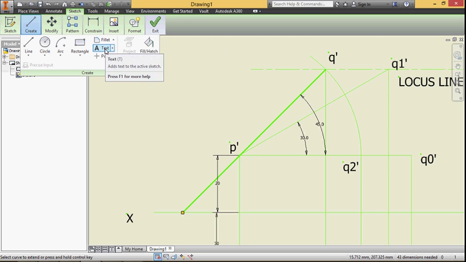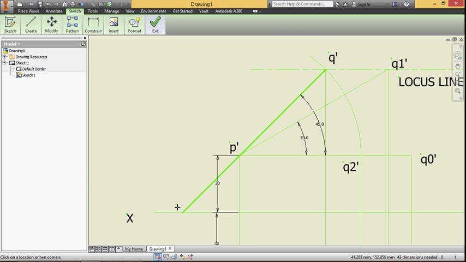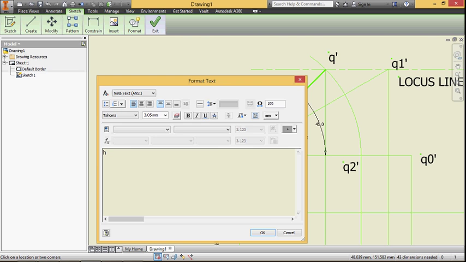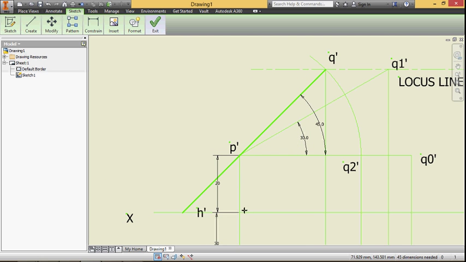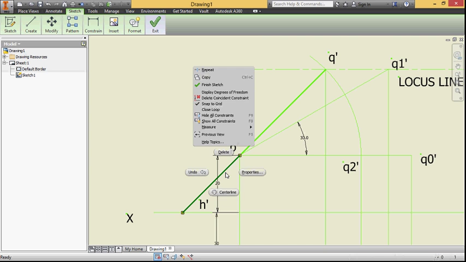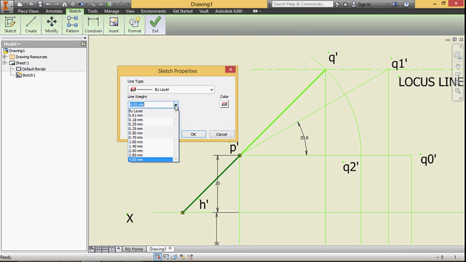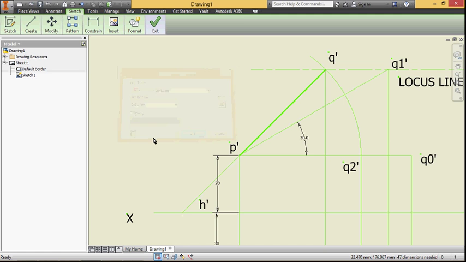That point is called H dash. H dash is the front view of the horizontal trace. So extend the front view. P dash Q dash is the front view. Extend the front view such that it will intersect the reference line. That point is H dash.